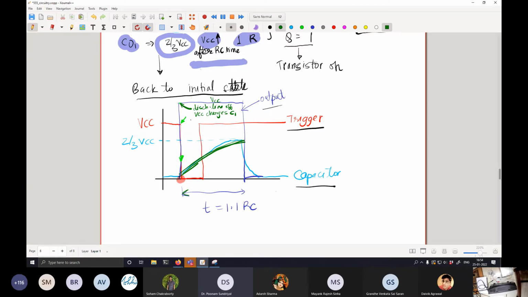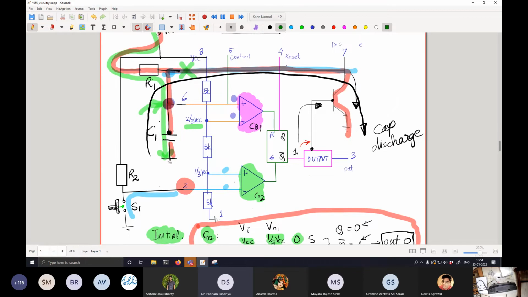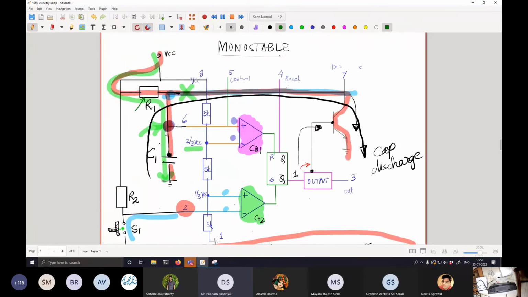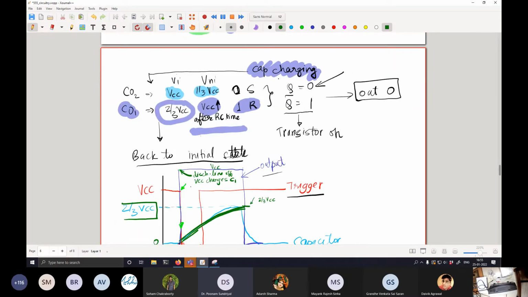The time taken for it to rise from 0 volts to 2/3 of VCC is equal to 1.1 times the RC time. What is the R in this? R is the charging resistor, this R, that decides the charging time. So now the capacitor is charging. The moment it exceeds 2/3 of VCC, the output of the first comparator, R, goes high, and the output would drop to zero.